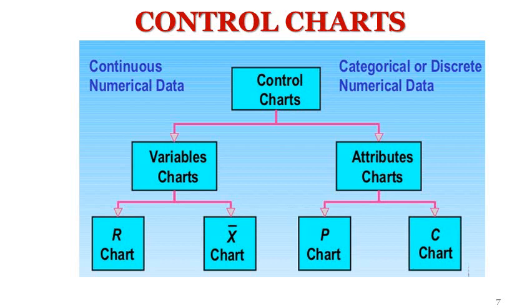R chart means range chart and X bar chart is mean chart. And most commonly used attribute charts are P chart and C chart. For the subject point of view, we will discuss here more about R chart and X bar chart, because that is the most commonly used and most accurate one.